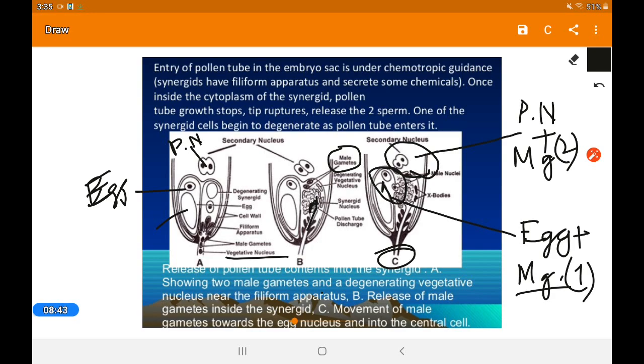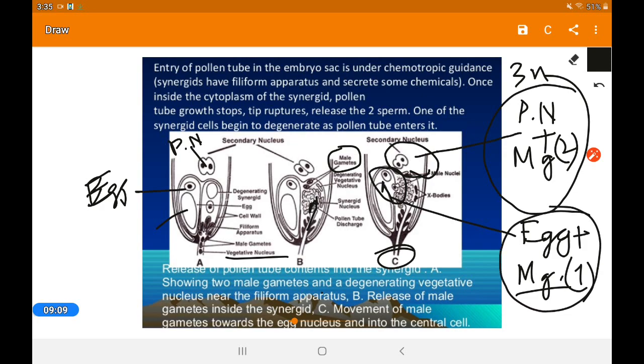So they go towards them, the union takes place, and fertilization takes place. I think you know that this polar nucleus and the male gamete will form the 3N cell, which is quite common in plants; in animals it is not there. And the egg and the other male nucleus will form the embryo, and the plant will grow from that.